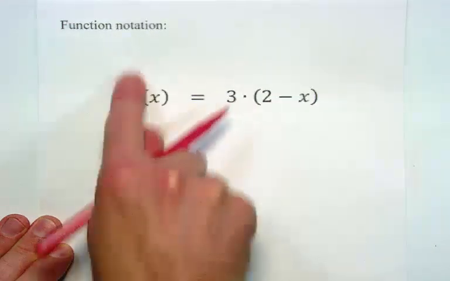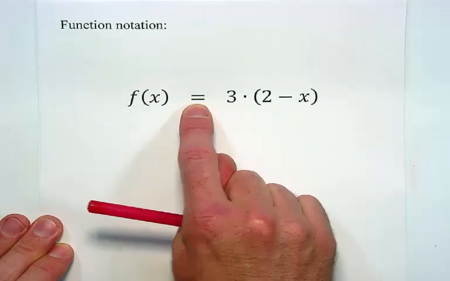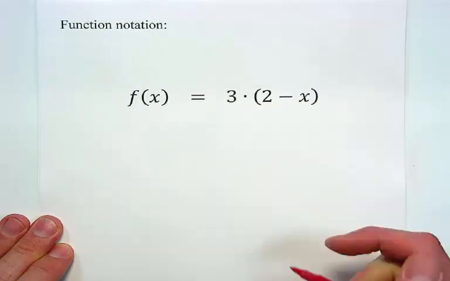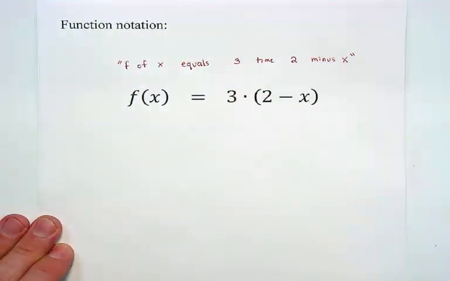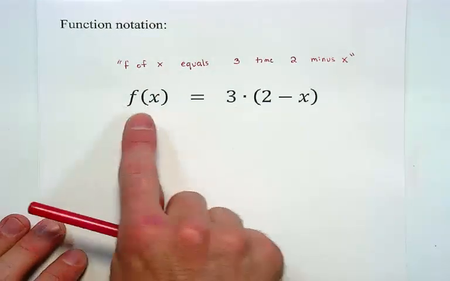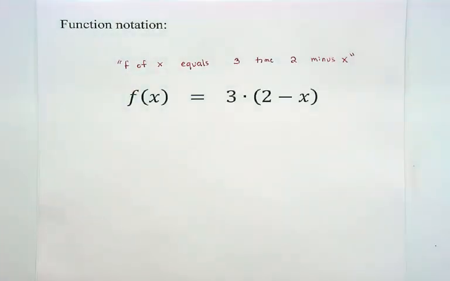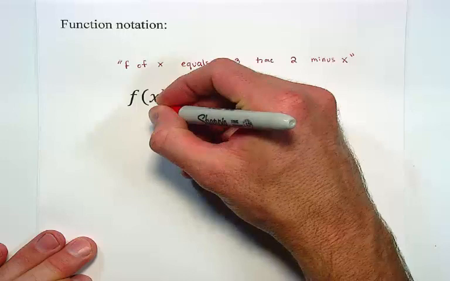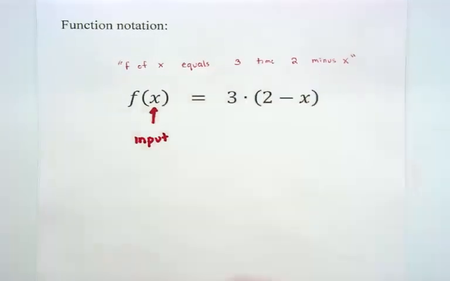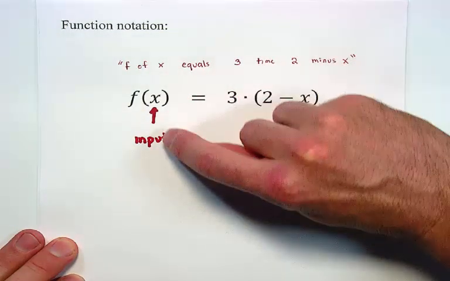This entire statement is read f of x equals 3 times quantity 2 minus x, end quantity. That's how we read this statement in English. The parentheses are read as of, and they delimit, they indicate that the variable x is input to this function. Inside the parentheses in function notation, we see the input.